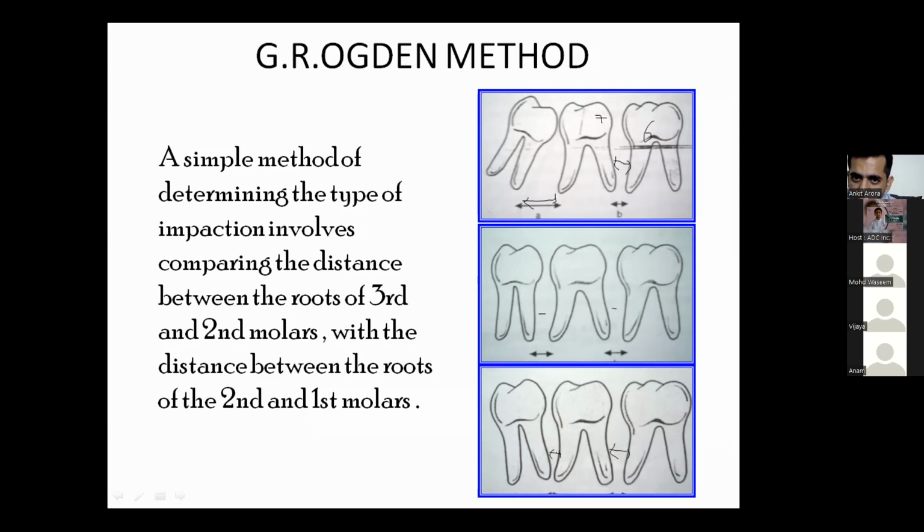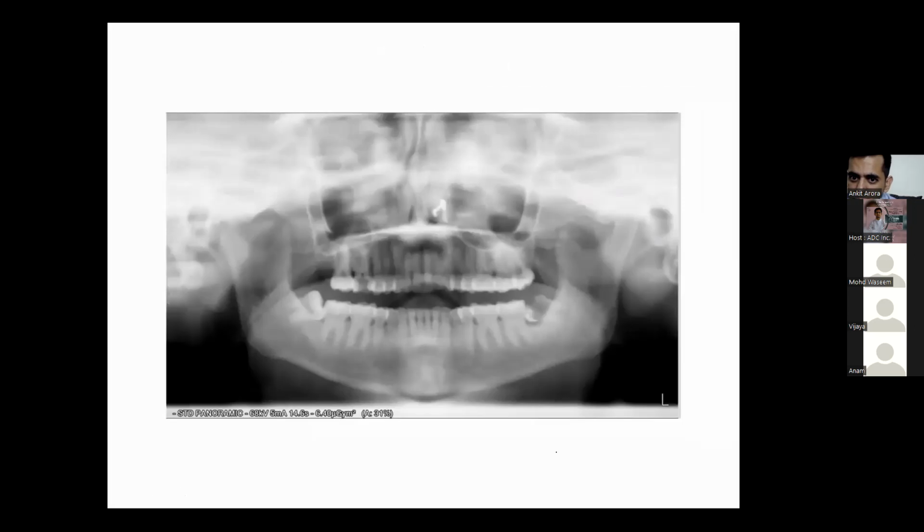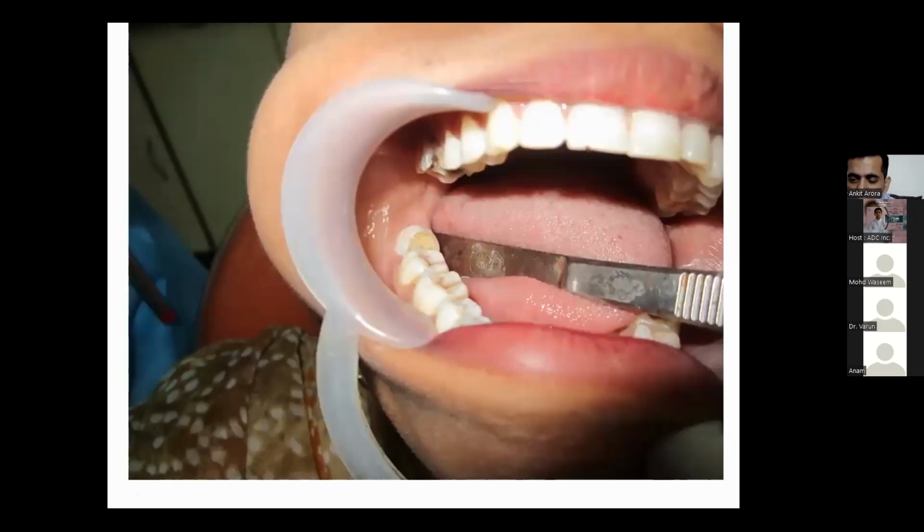Forget about the Winter's line or Pell and Gregory classification. This is the basic funda, the basic classification on which you can look at the IOPA or the OPG and assess the type of impaction the tooth presents. Now you can easily see that this is an OPG. You can see the gap between 6 and 7 and between 7 and 8, and easily calculate that this is a mesioangular impaction.